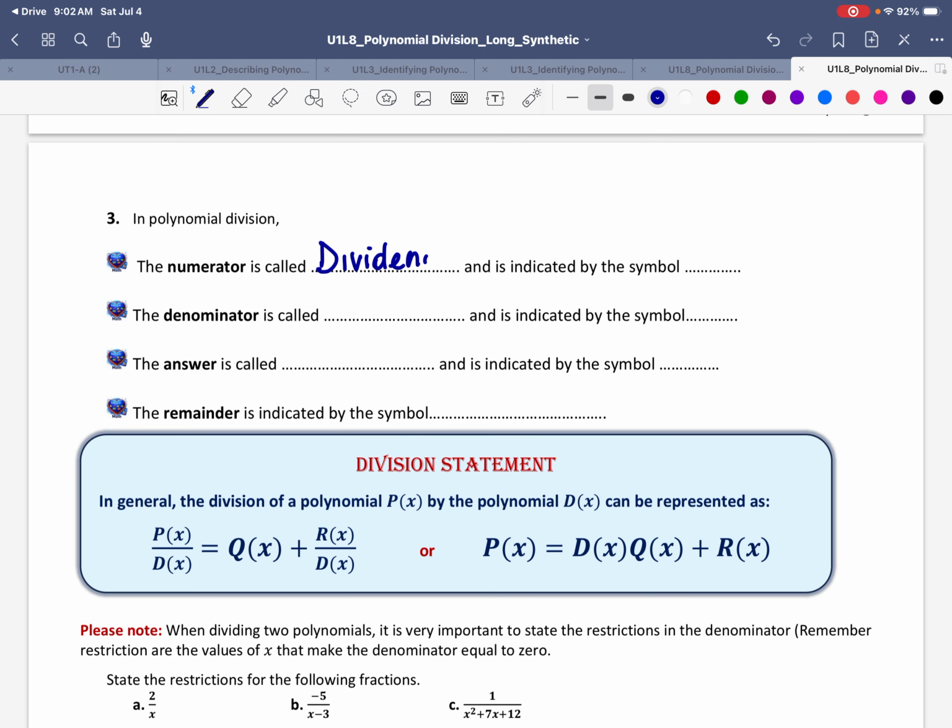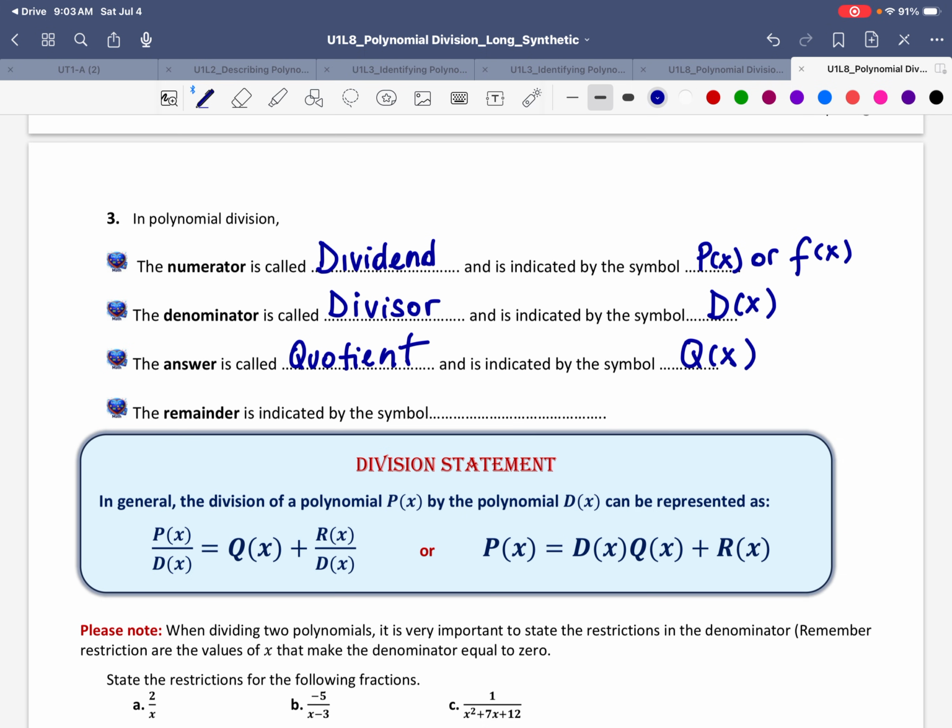We usually call this p(x) or f(x). The denominator is called the divisor, and for this we use the symbol d(x). The answer is called the quotient, and the symbol used for it is q(x), you guessed it probably. And the remainder is indicated by r(x).